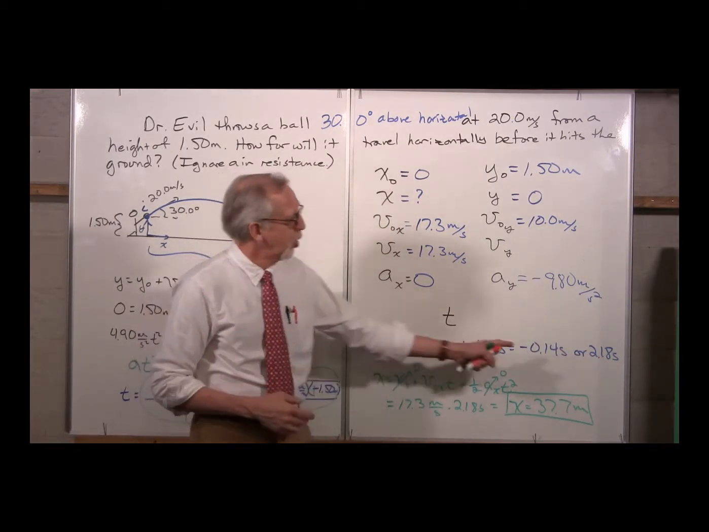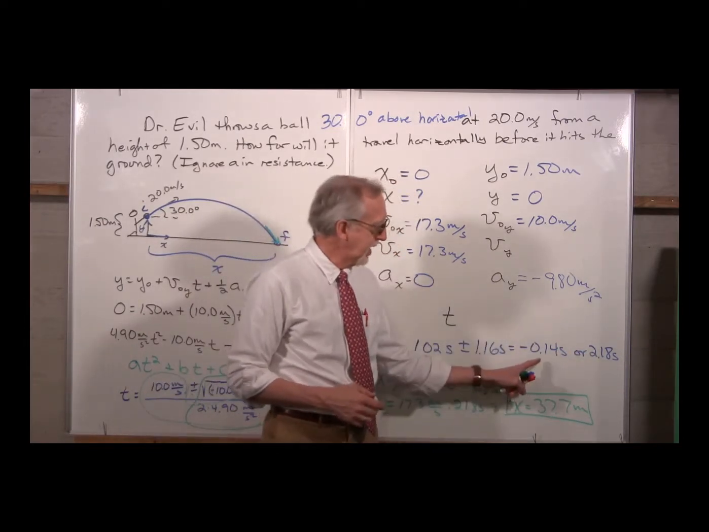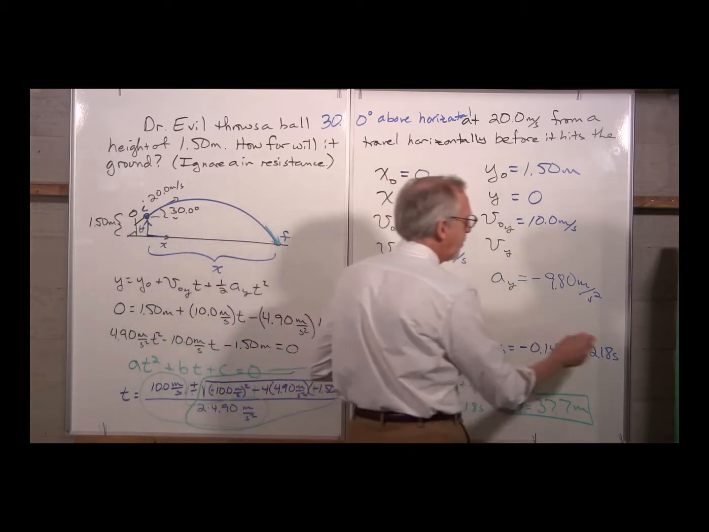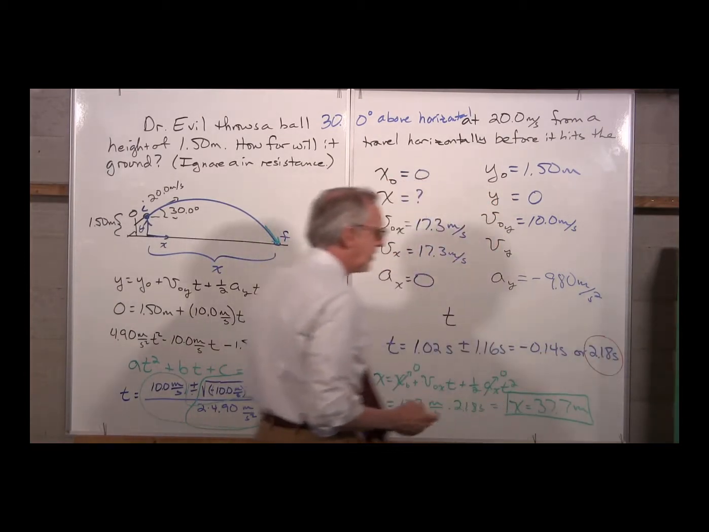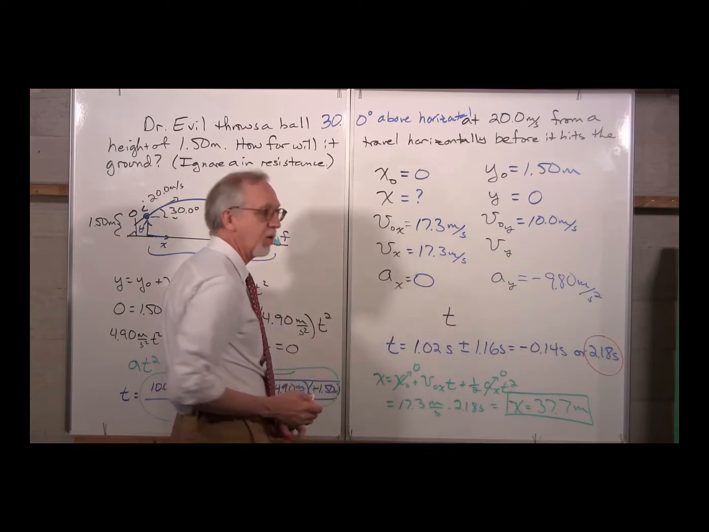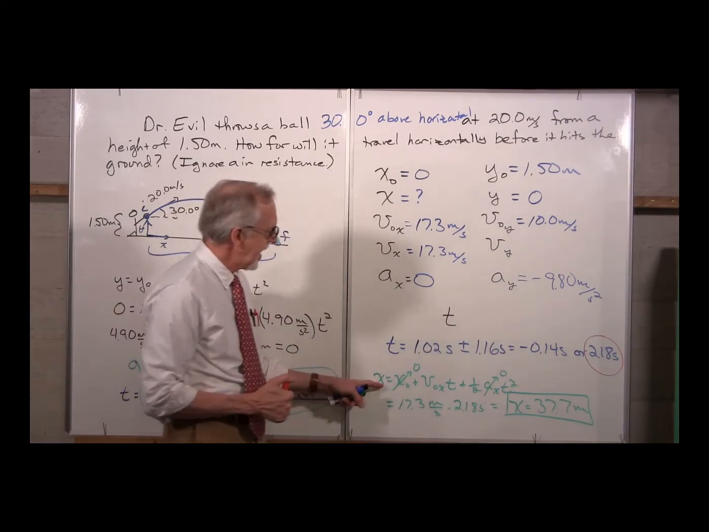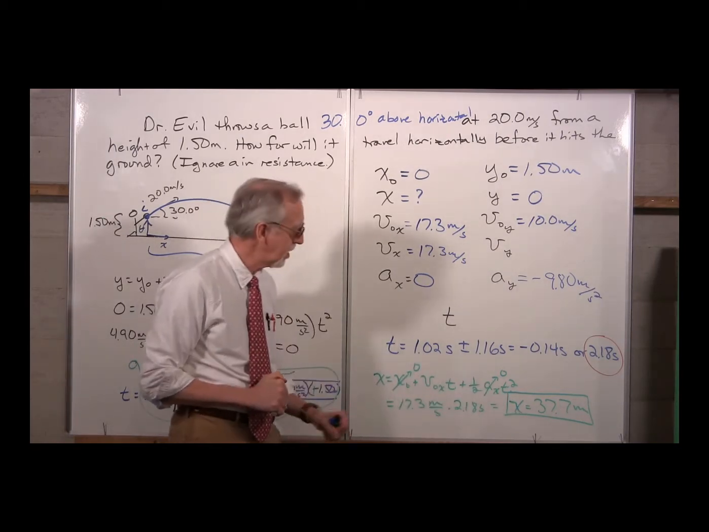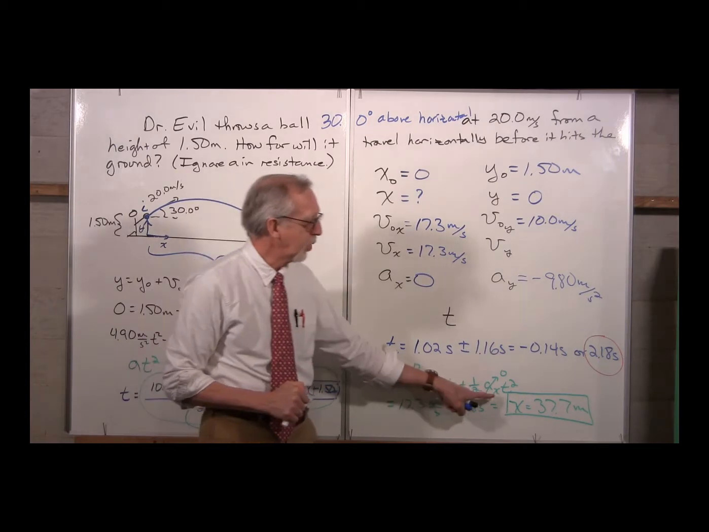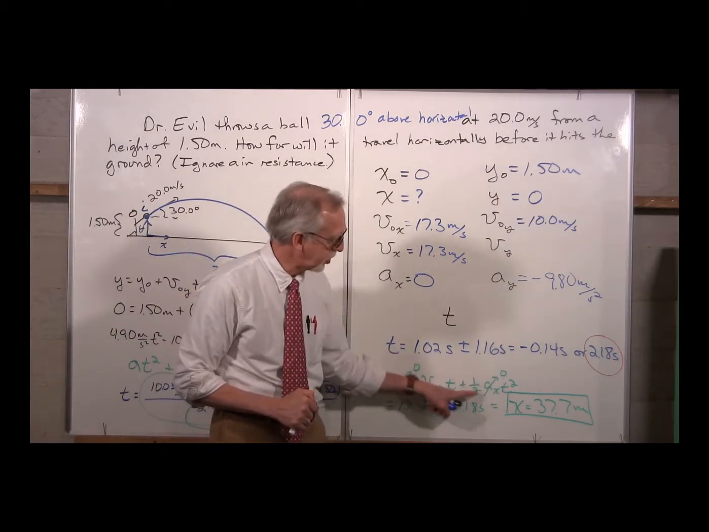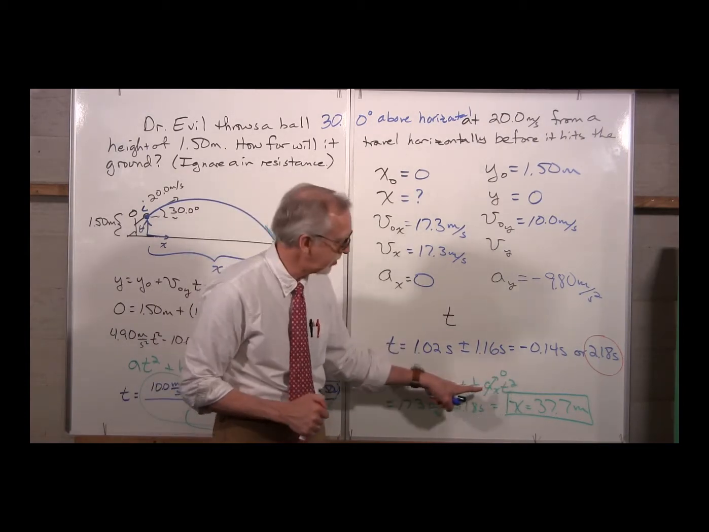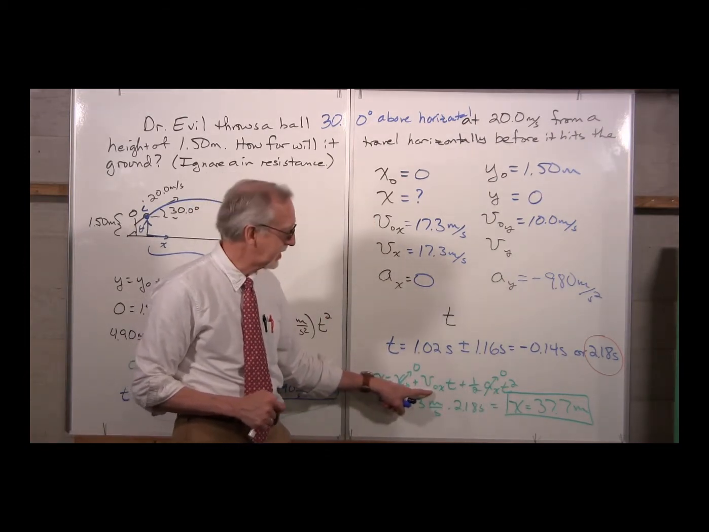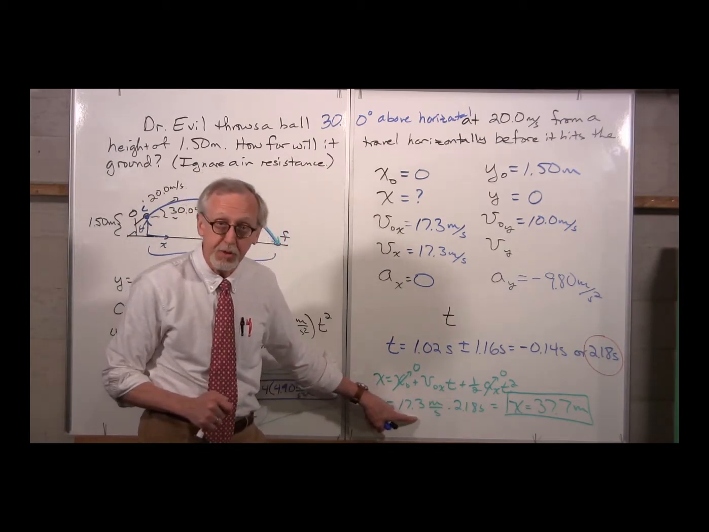Now first, which of these solutions do we want? Do we want the negative one or the positive one? Well, we want the positive one. So we want the 2.18 seconds. Put the 2.18 seconds into our third equation for x. x equals x naught plus v naught x t plus 1/2 a sub x t squared. We know x naught is 0. We know a sub x is 0. So this whole term is 0. 0 times anything is 0. That term is 0. All we have is v naught x times t. v naught x is 17.3 meters per second.